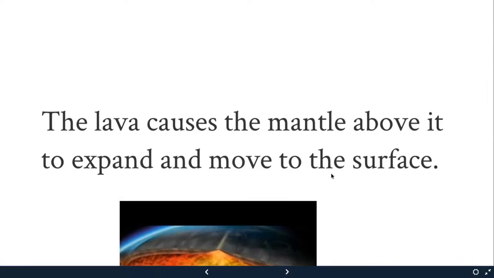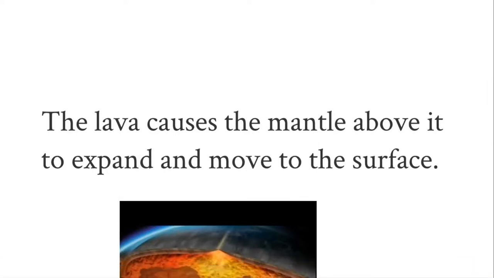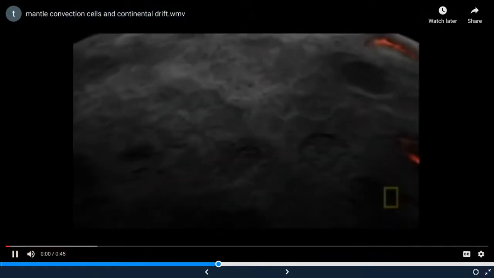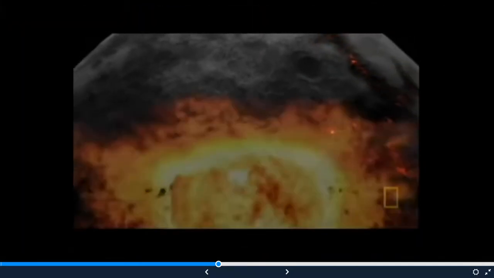It says the lava causes the mantle above it to expand and move to the surface. So this simulation is going to show how this works inside the mantle. Obviously sped up quite a bit though. But the huge molten core contributes something else essential for life on Earth. A way of helping to regulate the planet's temperature. It's a remarkable system.